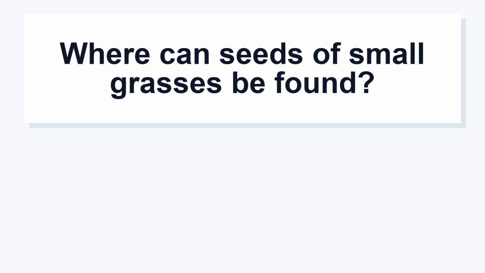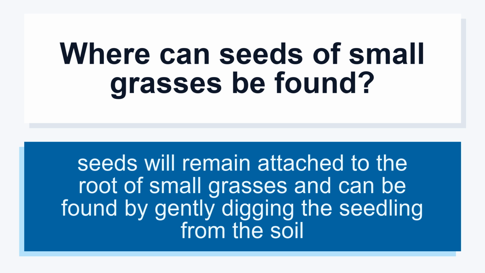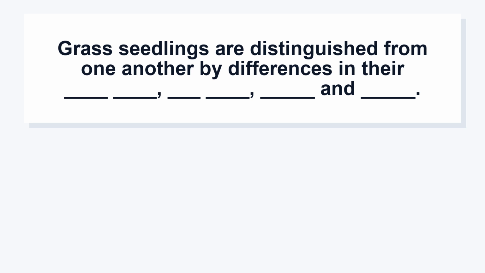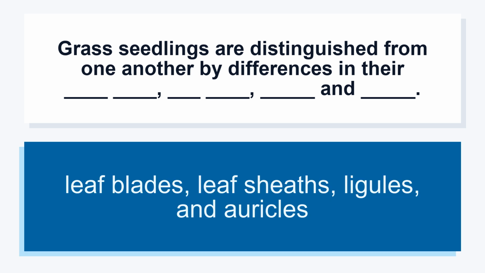Where can seeds of small grasses be found? Seeds will remain attached to the root of small grasses and can be found by gently digging the seedling from the soil. Grass seedlings are distinguished from one another by differences in their ______. Leaf blades, leaf sheaths, ligules, and auricles.